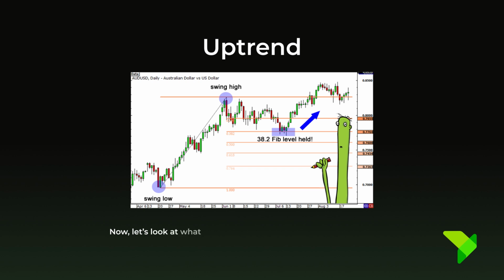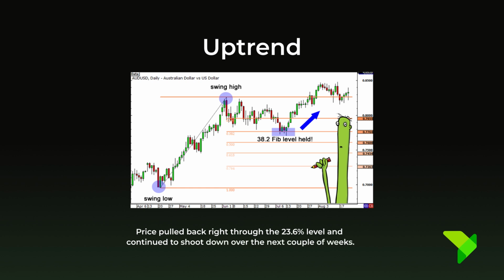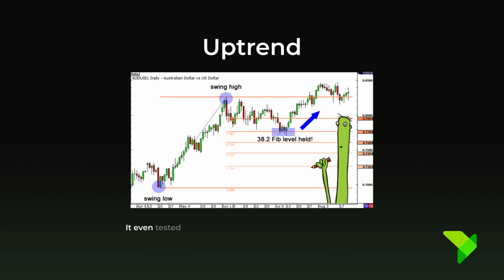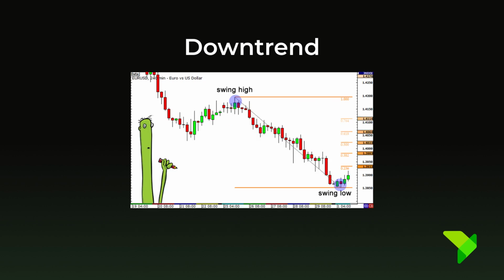Now, let's look at what happened after the swing high occurred. Price pulled back right through the 23.6% level and continued to shoot down over the next couple of weeks. It even tested the 38.2% level, but was unable to close below it. Clearly, buying at the 38.2% Fibonacci level would have been a profitable long-term trade.